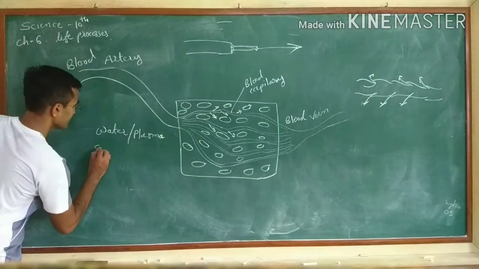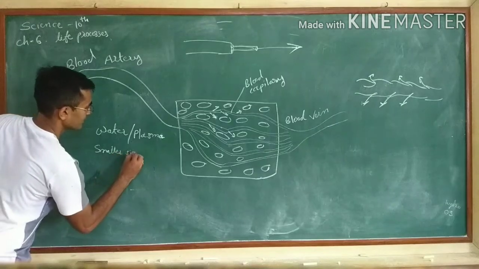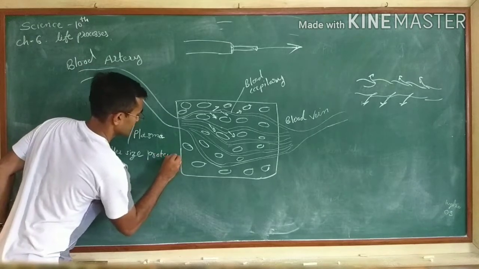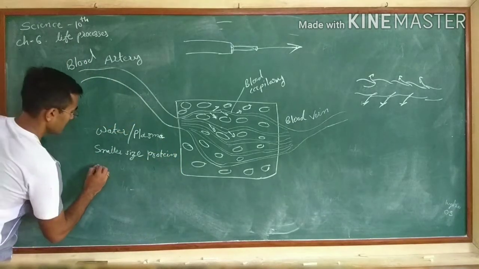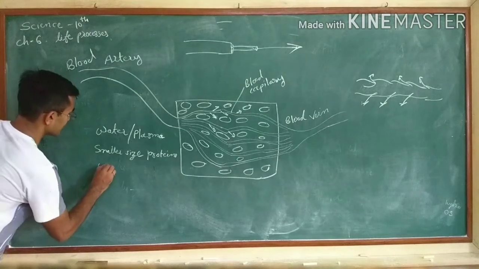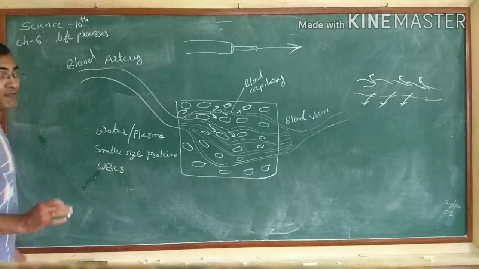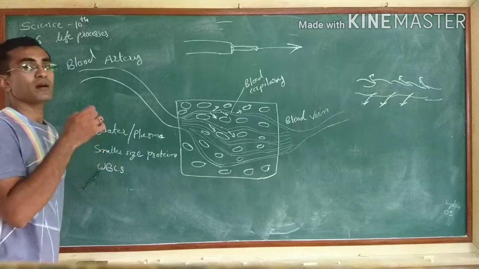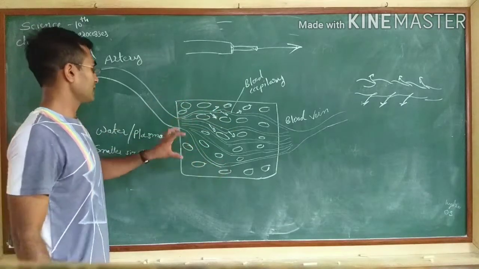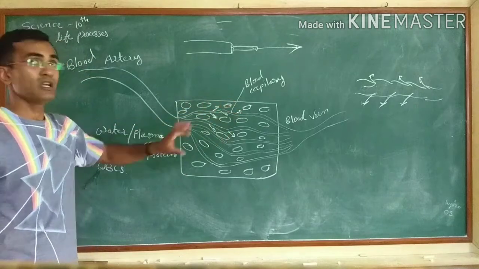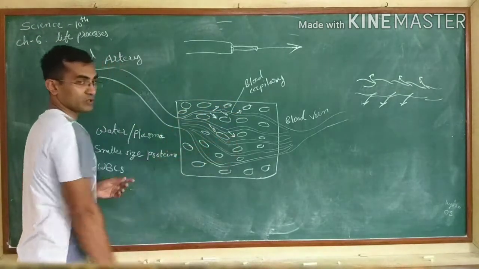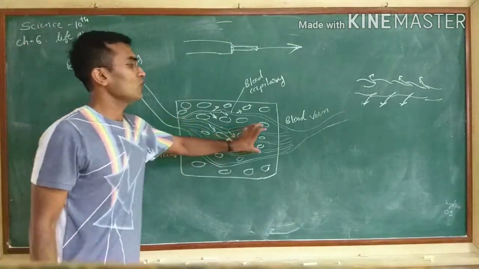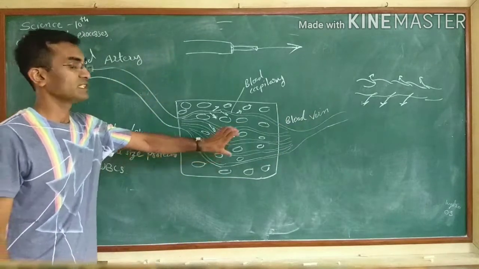Some smaller size proteins, and some white blood cells. Not all, some types of white blood cells will be present. These white blood cells have a particular kind of function that will be released inside this intracellular space. Now the blood components have traveled into the intracellular space. From this intracellular space, the fluid needs to go back into the blood vein through the blood capillary.